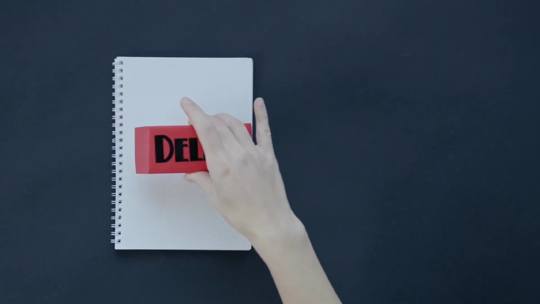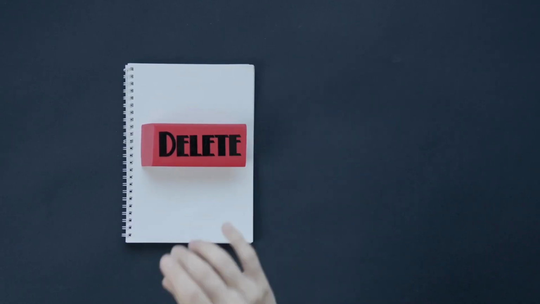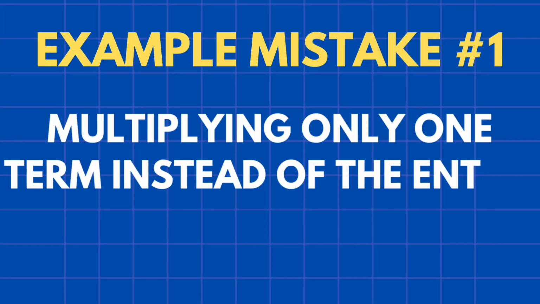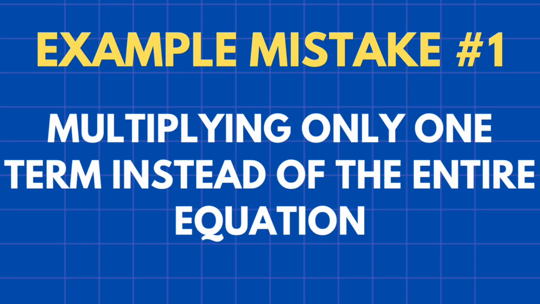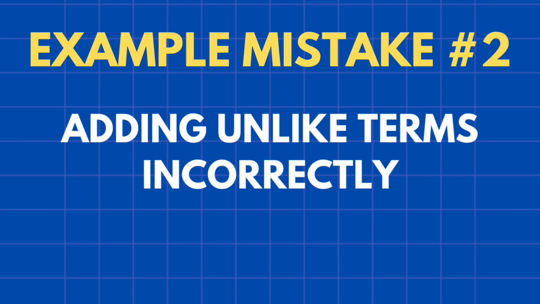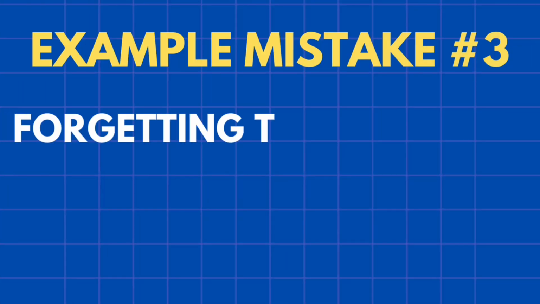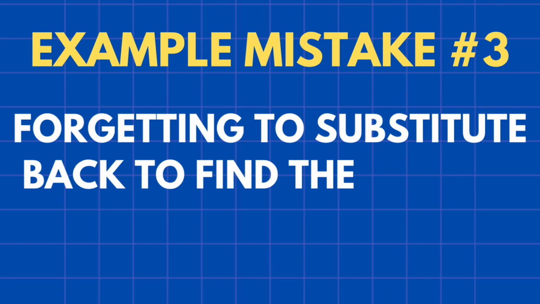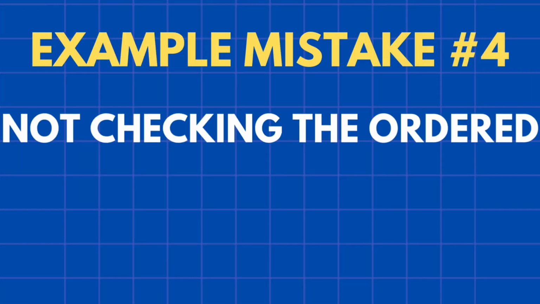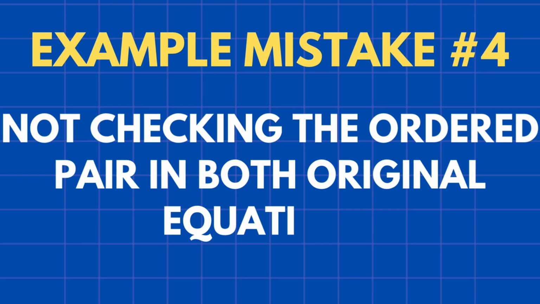Let's take a look at some common mistakes students make that can be avoided. Mistake number 1. Multiplying only one term instead of the entire equation like we saw in example 3. Mistake 2. Adding unlike terms incorrectly. Mistake number 3. Forgetting to substitute back to find the second variable. And mistake number 4. Not checking the ordered pair in both original equations.